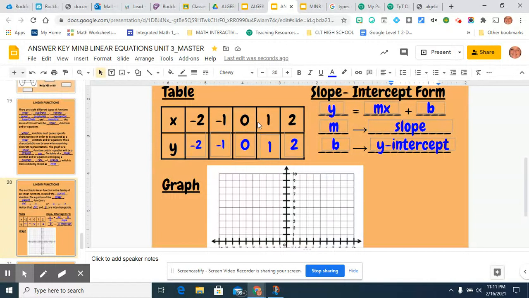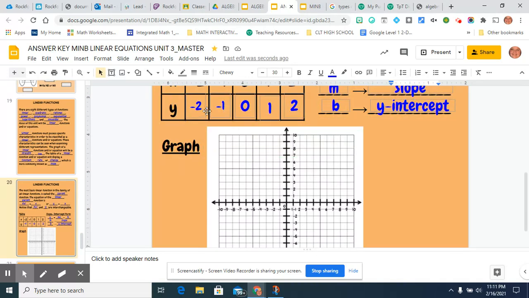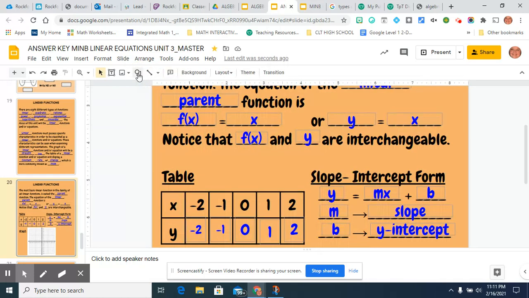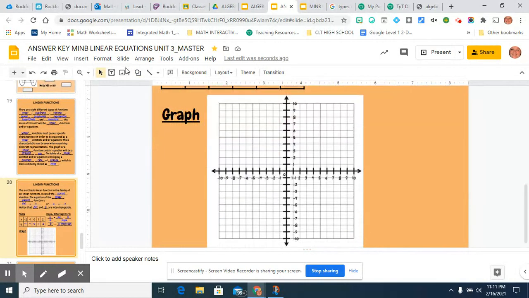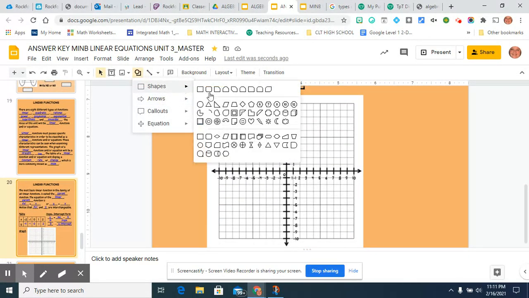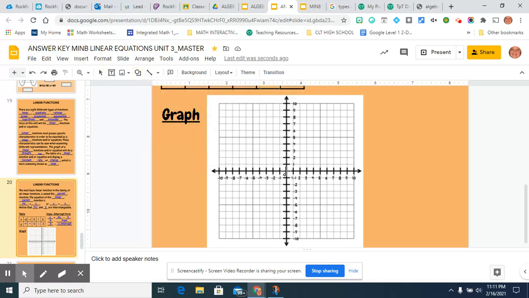So these are just particular points, but I have to account for all the things in between because it's not telling me that these are the only possible inputs. I made those inputs in the table and I determined the outputs. So what would that look like? If I graphed these points on the graph, let's go ahead and mark 2 and -2. I'm going to insert a shape, a circle, and I know that 0, 0 is a point.